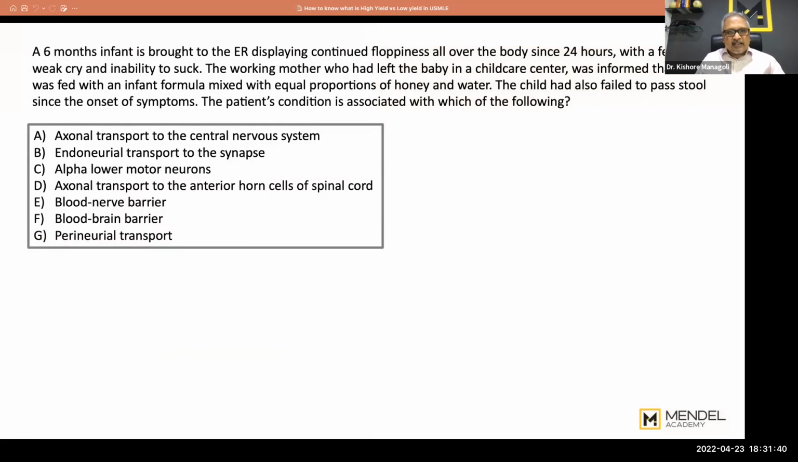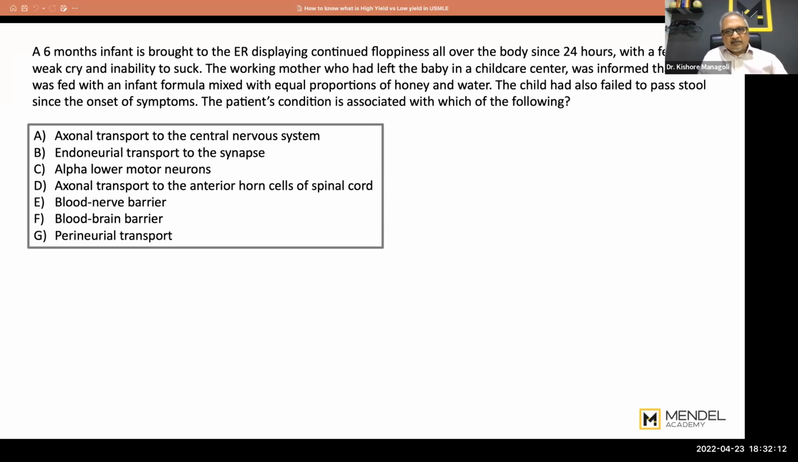Now, this is one case that I would want to be representative of everything that I have told you right now. And I want you to pay full attention to this part, because it's going to really differentiate what is high yield from low yield. So we have a case, a 6 months infant, which is brought to the emergency room and displaying continued floppiness all over the body since 24 hours with a feeble, weak cry and inability to suck.